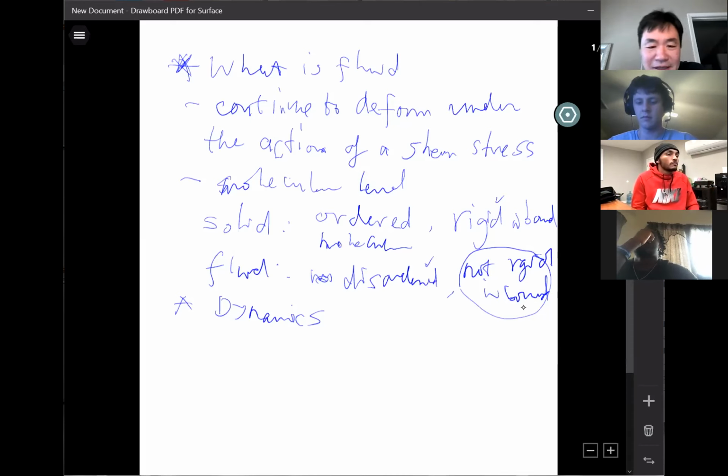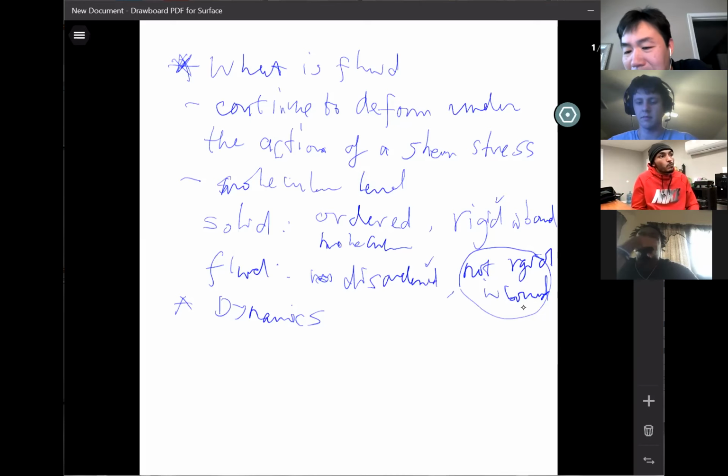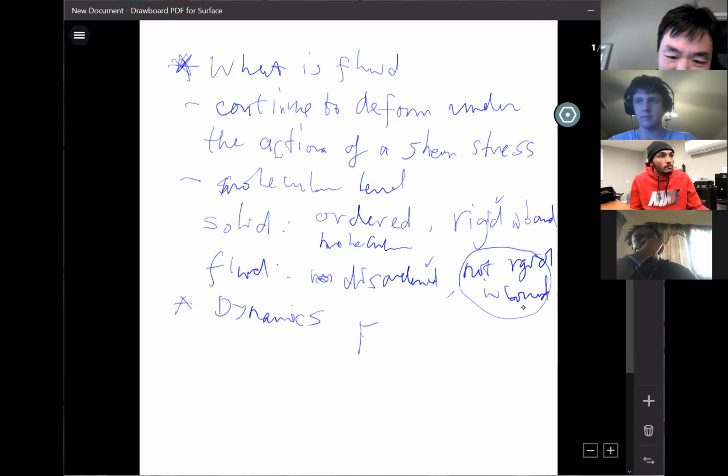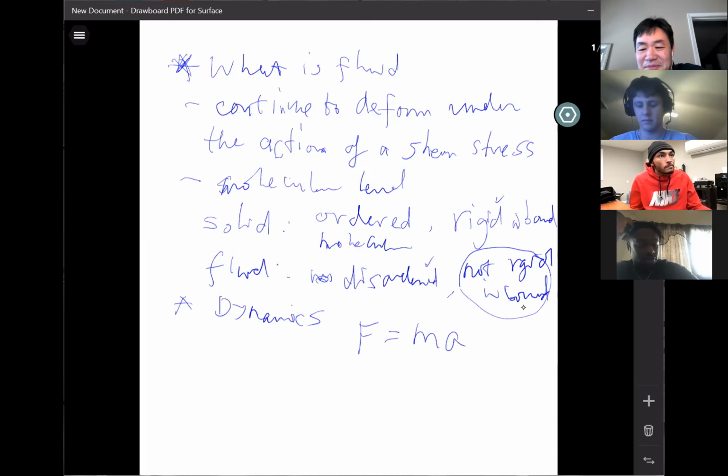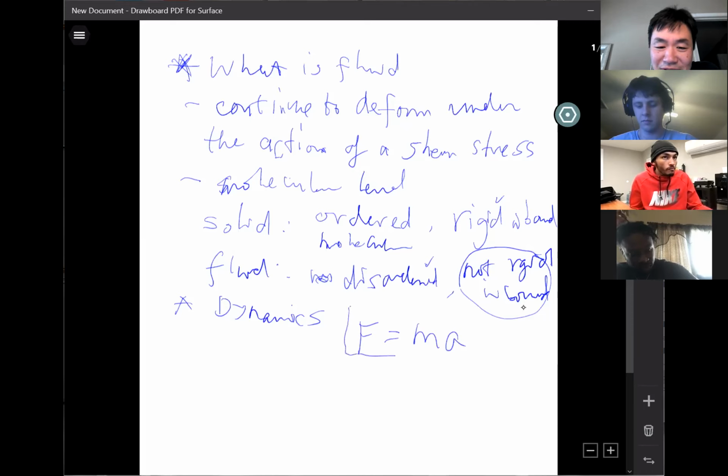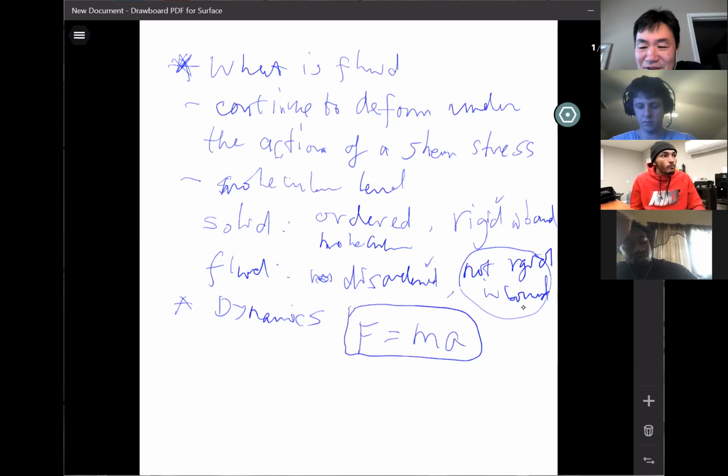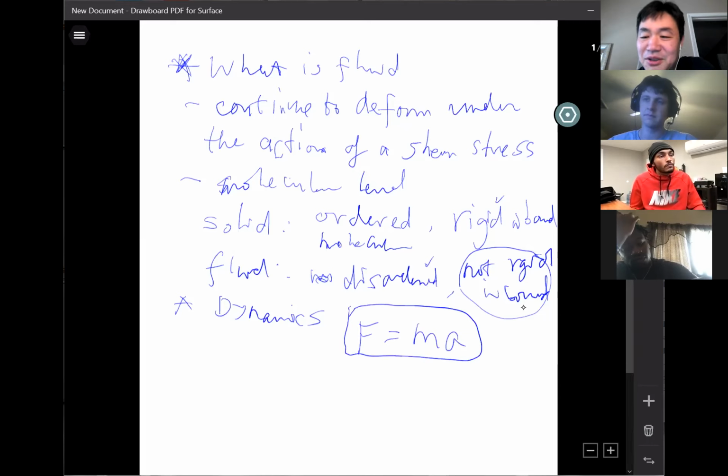Conservation of momentum, basically F equals ma. You have an acceleration, you have a mass. If we talk about dynamics, you always want to use this equation to start with. Is that right? Newton's which law? First, second, or third? Yeah, Devin's right. Second law. Newton's second law: force equals mass times acceleration.